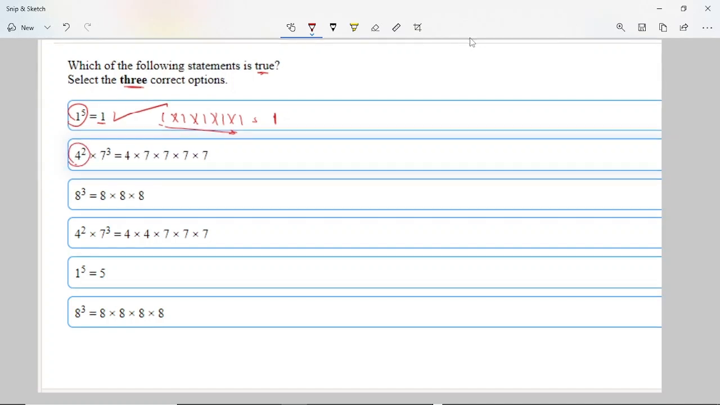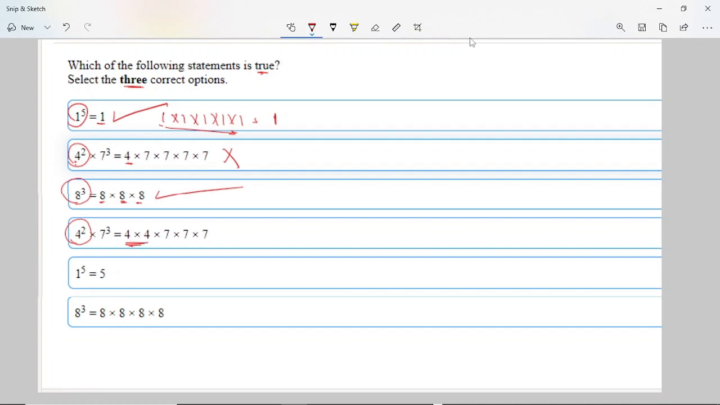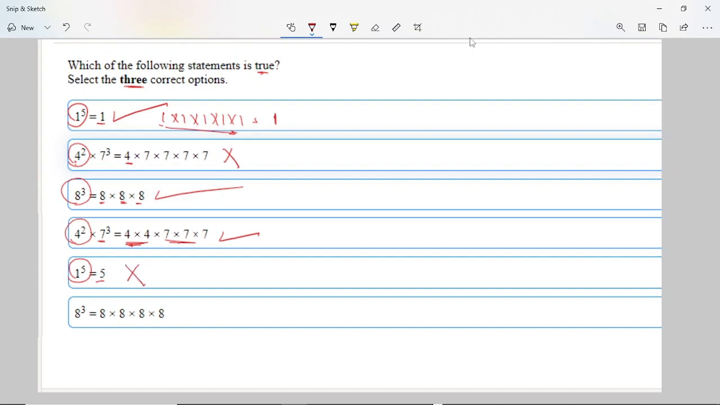4 to the power of 2 means 4 multiplied 2 times, here only 1 time, so wrong answer. 8 to the power of 3, 8 multiplied 3 times, right answer. 4 to the power of 2, 4 multiplied 2 times, and 7 will be multiplied 3 times, so it will be the right answer. 1 to the power of 5 equals 5, wrong answer, because it will equal 1. And 8 to the power of 3 means 8 multiplied 3 times. Here it's 4 times, so this is the wrong answer.